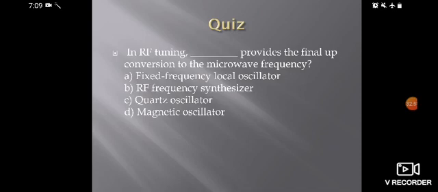In RF tuning, what will provide the final up conversion to the microwave frequency ranges? Whether it is the fixed frequency local oscillator, RF frequency synthesizer, quartz oscillator, or magnetic oscillator. So what is the answer? That is the RF frequency synthesizer. In our RF tuning section, the RF frequency synthesizer will be providing the final up conversion to the microwave frequency ranges. So this is the answer.